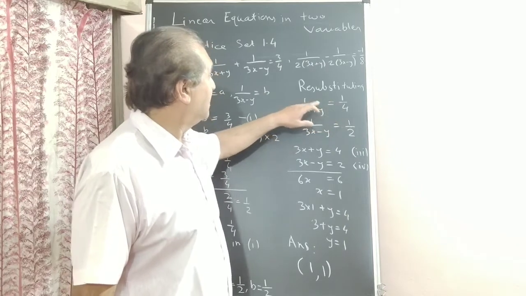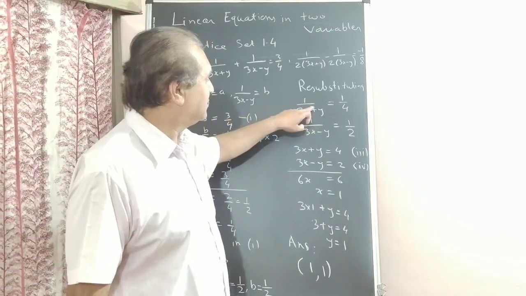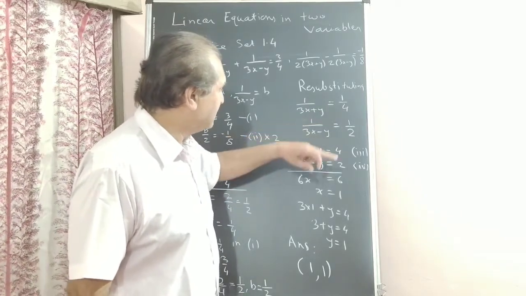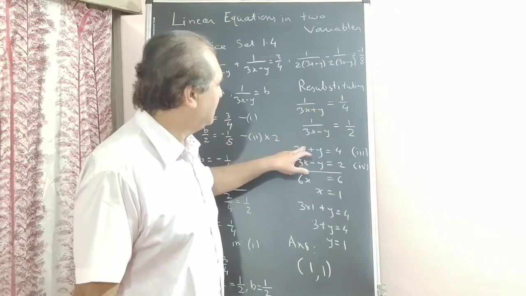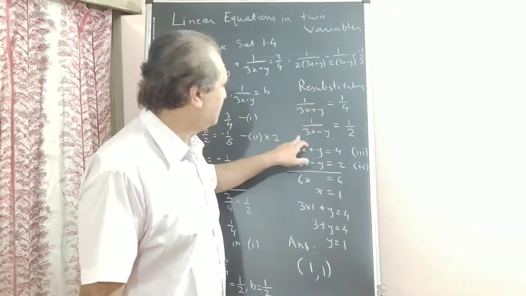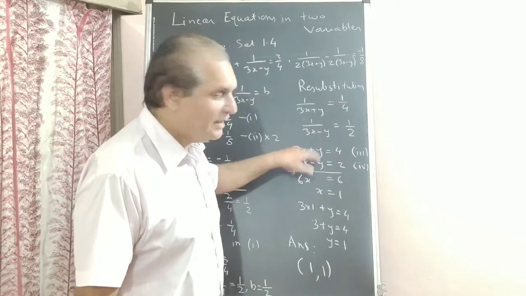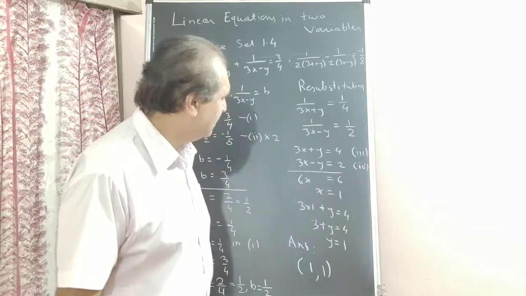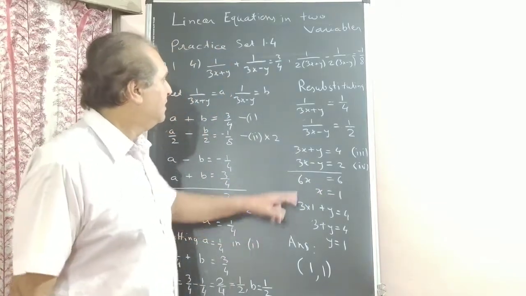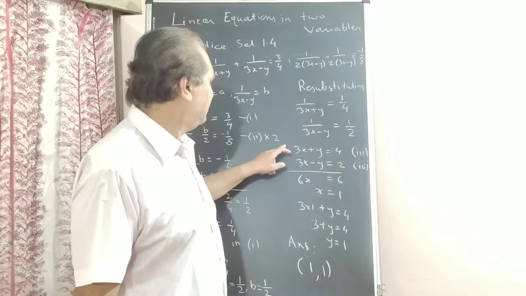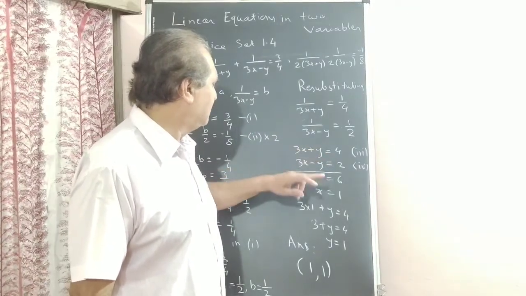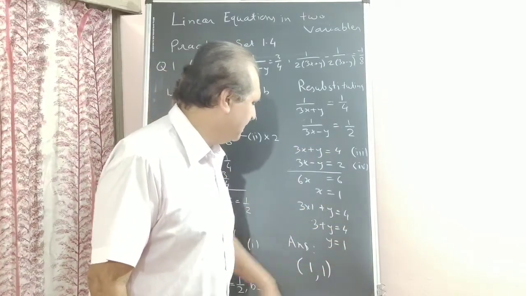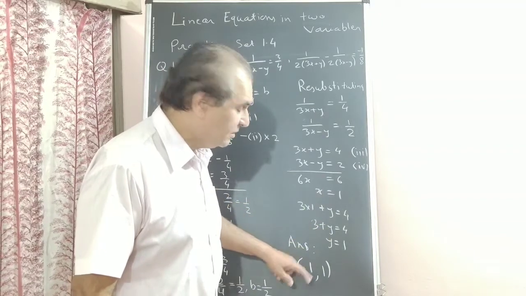A is 1 upon 4, but a was substituted as 1 upon 3x plus y, equal to 1 upon 4. And b is 1 upon 2, 1 upon 3x minus y equal to 1 upon 2. Cross, directly inverting. 3x plus y equal to 4, 3x minus y equal to 2. Adding again, plus y minus y cut, 6x equal to 6, x equal to 1. Putting x equal to 1 in equation 3: 3 into 1 plus y equal to 4. So 3 plus y equal to 4. y equal to 4 minus 3, that is equal to 1. x equal to 1, y equal to 1.